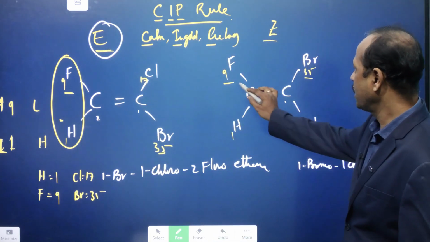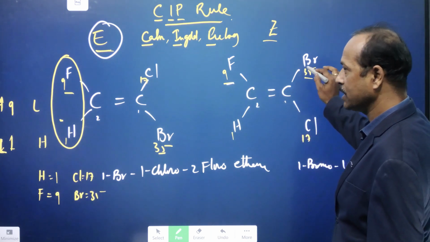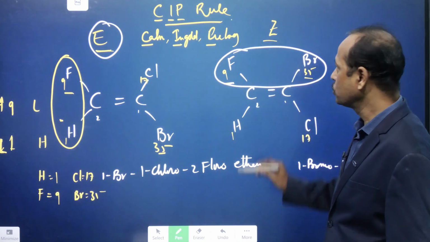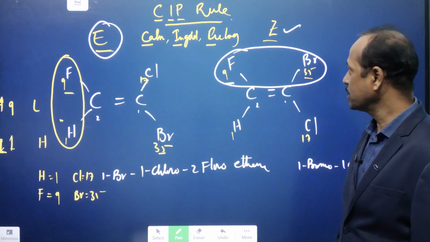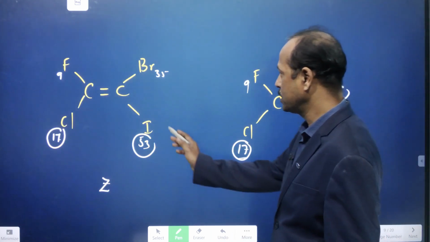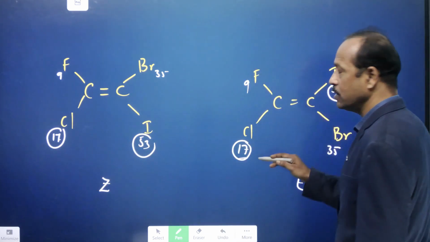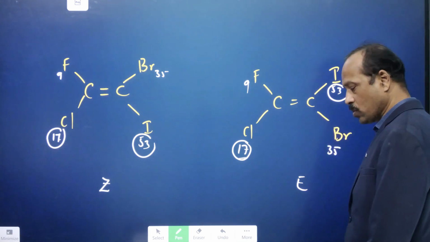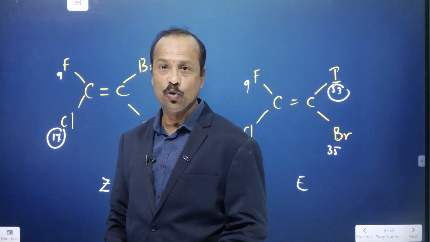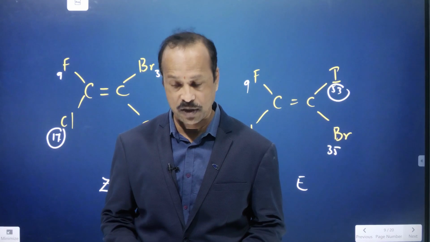And here you see 1 and 9, where 9 is higher, and 17 and 35, where 35 is higher. Both highest priority groups are on the same side, so this is called Z notation. So we have E notation and Z notation. Similarly, in another example, both the highest priority groups are on one side, and in the other they are on opposite sides. So these are called E and Z notation. With this we stop. In the next class we continue and complete this.